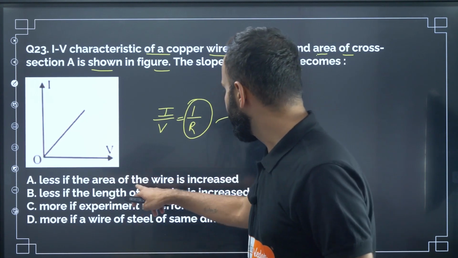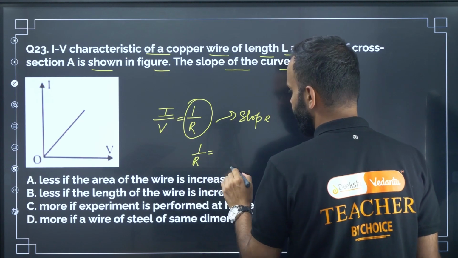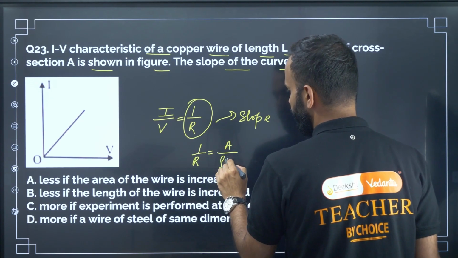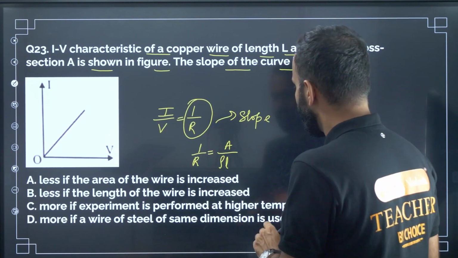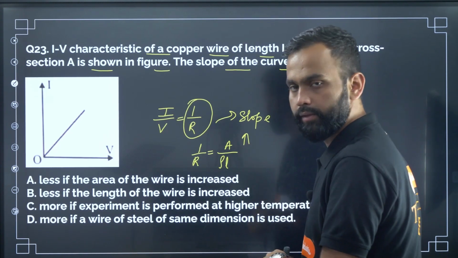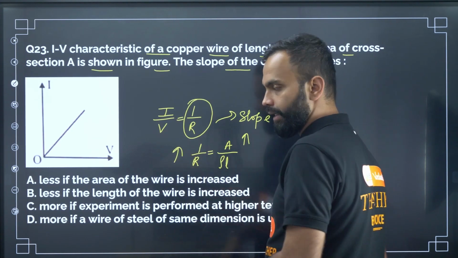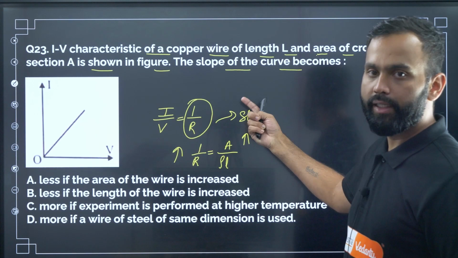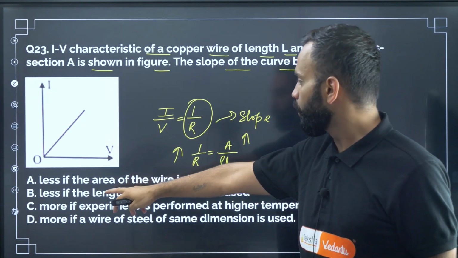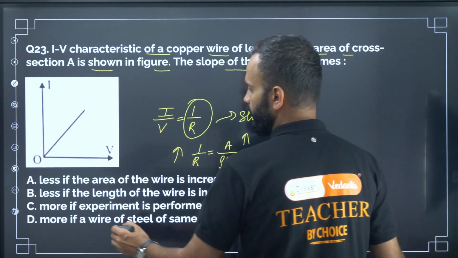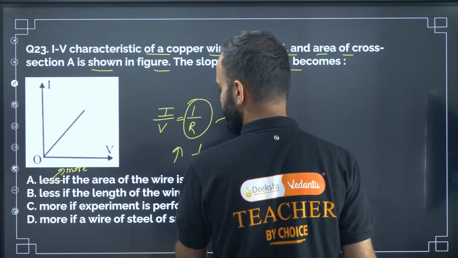So option A says less if the area of the wire is increased. Here I can write 1 by R as A divided by rho into L. So if the area of the cross section increased, then the slope will increase, right? 1 by R value will increase, slope will increase, not decrease. So the slope of the curve becomes more if the area of the wire is increased. So option A is wrong.